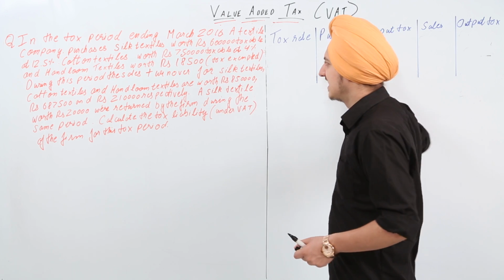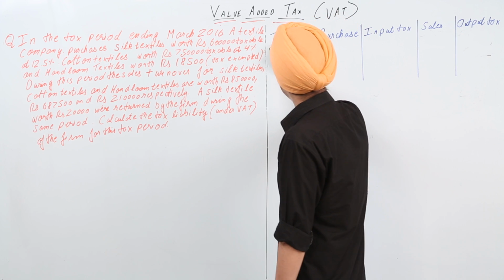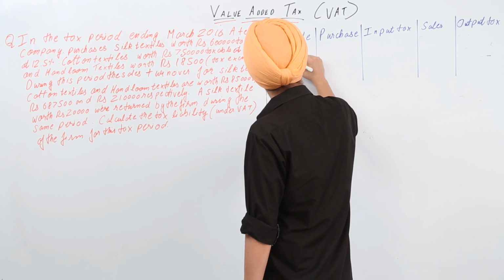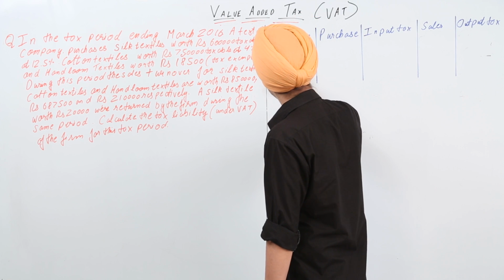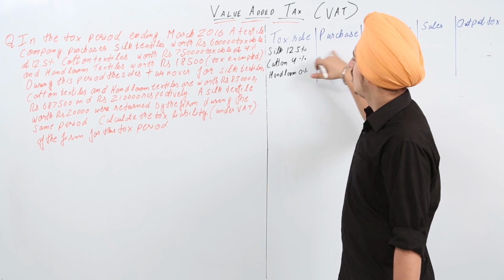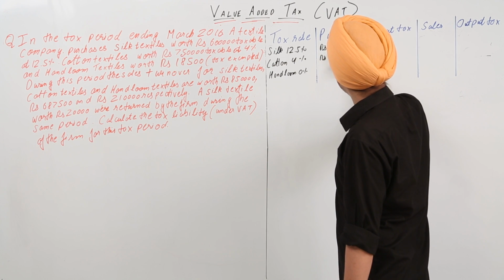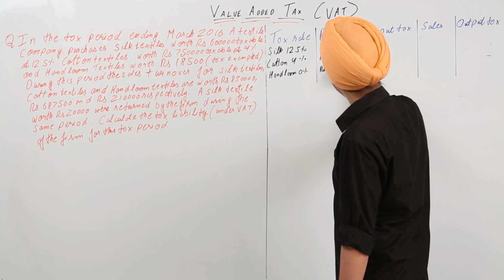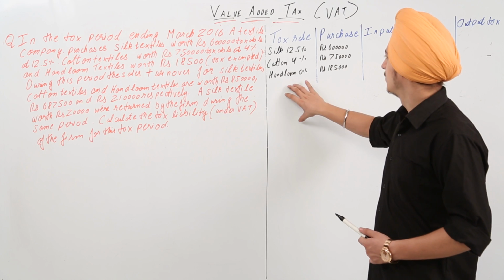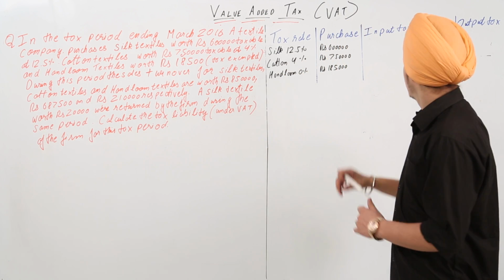So I am just writing down all the details in this table that I've already made, because in this question it's very difficult to keep track. The tax rate for silk, first of all, is 12.5%. For cotton, it's 4%. For handloom, it's 0%. So purchase of silk is rupees 6 lakh, of cotton is 7.5 lakh, and of handloom is 1,85,000. So now what we have next is input tax.